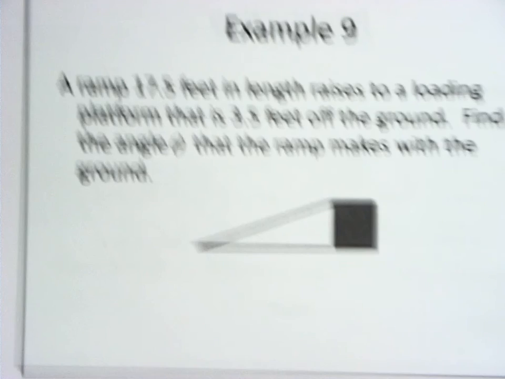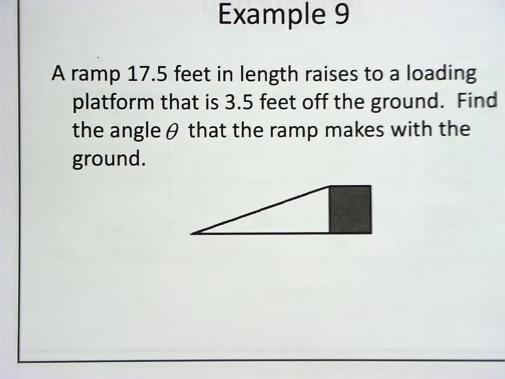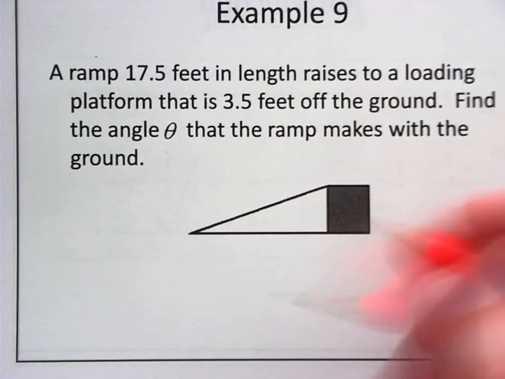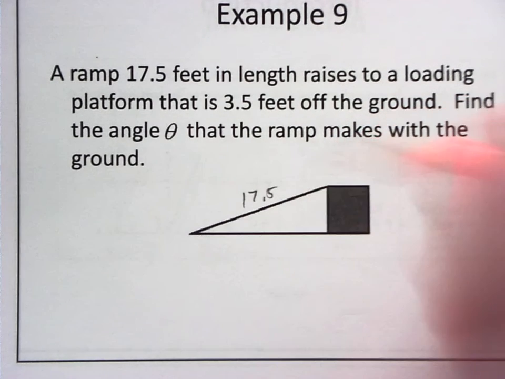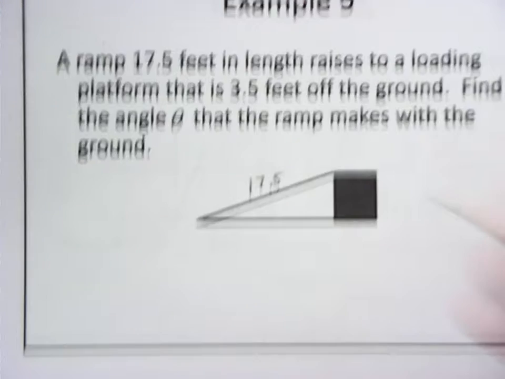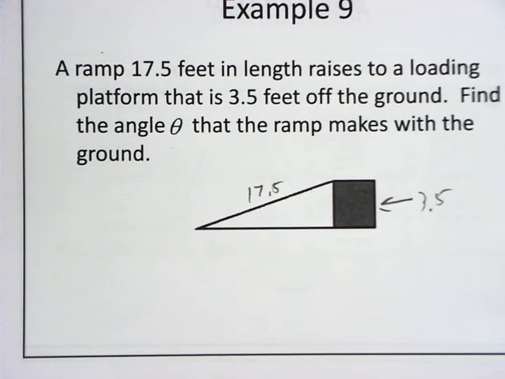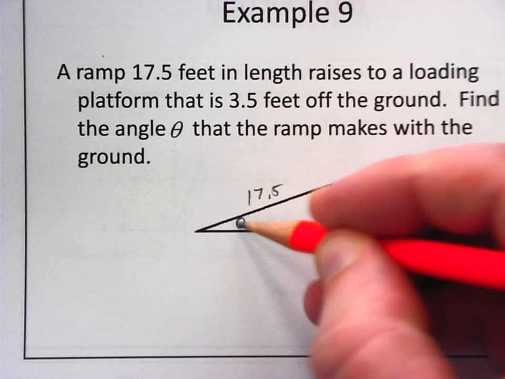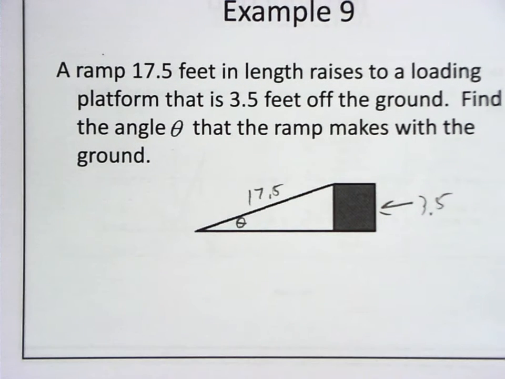Let's do one more. A ramp is 17.5 feet in length. It rises to a loading platform that's 3.5 feet off the ground. Find the angle theta the ramp makes with the ground. Where's 17.5 go? The top. Yeah, the ramp is the hypotenuse. So 17.5 goes here. It's another one that students will screw up. Where's the 3.5 go? The vertical. And where's theta go? Yeah, in the bottom left corner here is your theta. It's where the ramp and the ground meet.